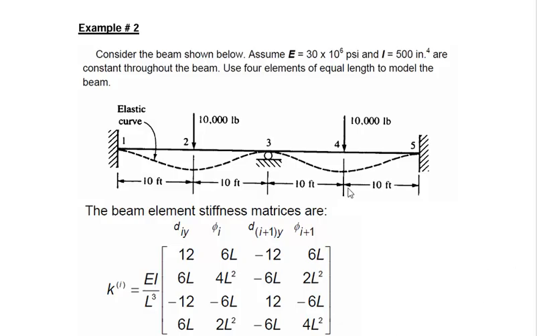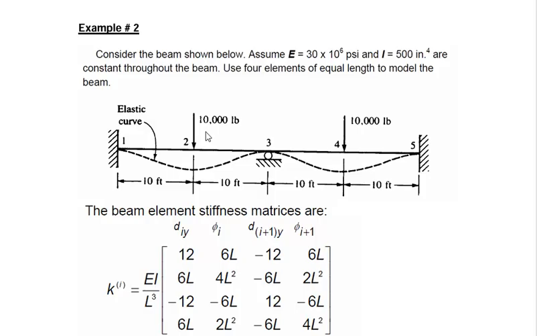So we have this continuous beam which is fixed at both the ends, and we have a roller support at the center. The nodes are 1, 2, 3, 4, and 5, and we can consider the elements as element number 1, 2, 3, and 4. There are two loads acting in the downward direction at node number 2 and at node number 4. Both are equal in magnitude, 10,000 pound acting in the downward direction.